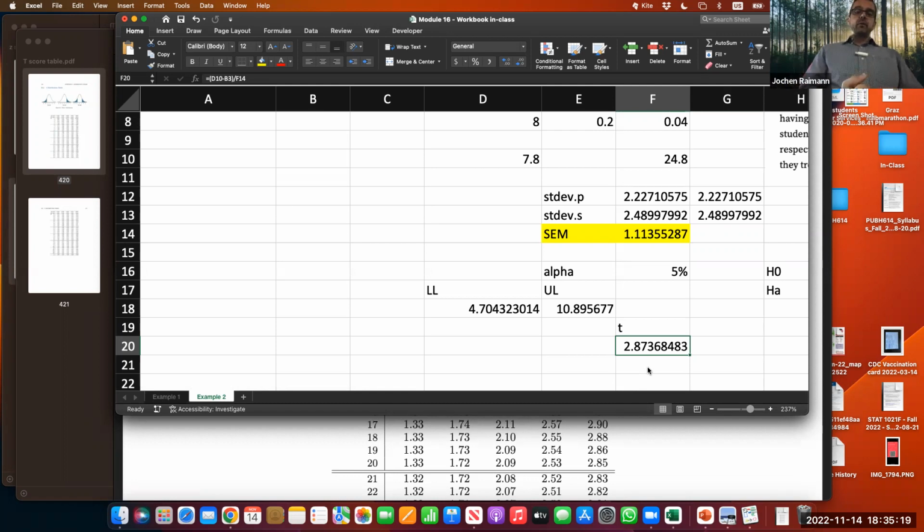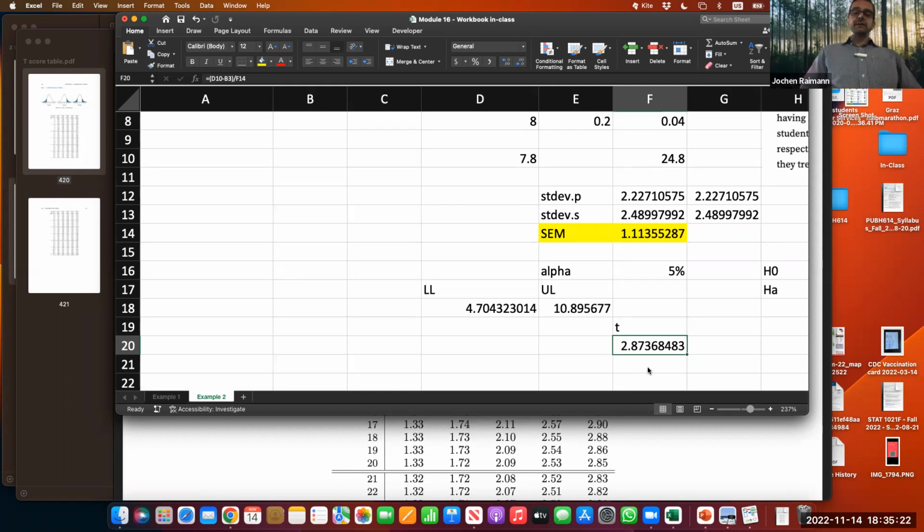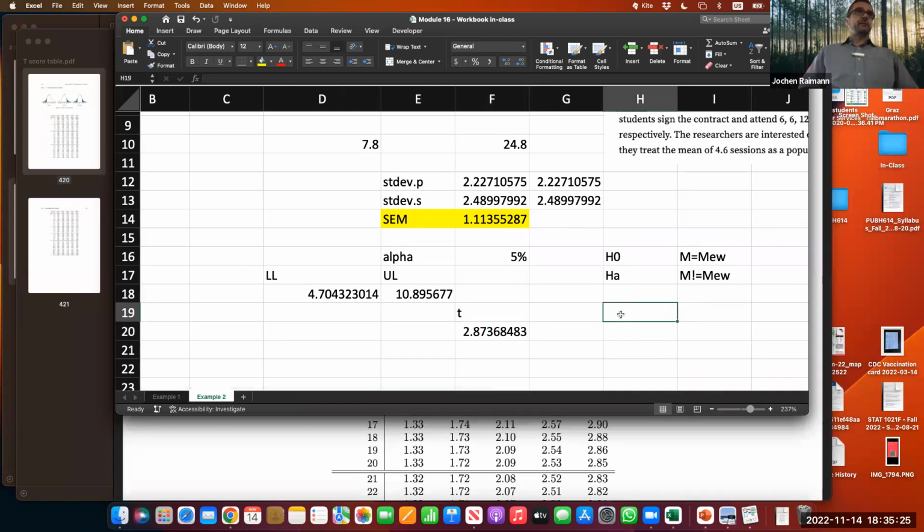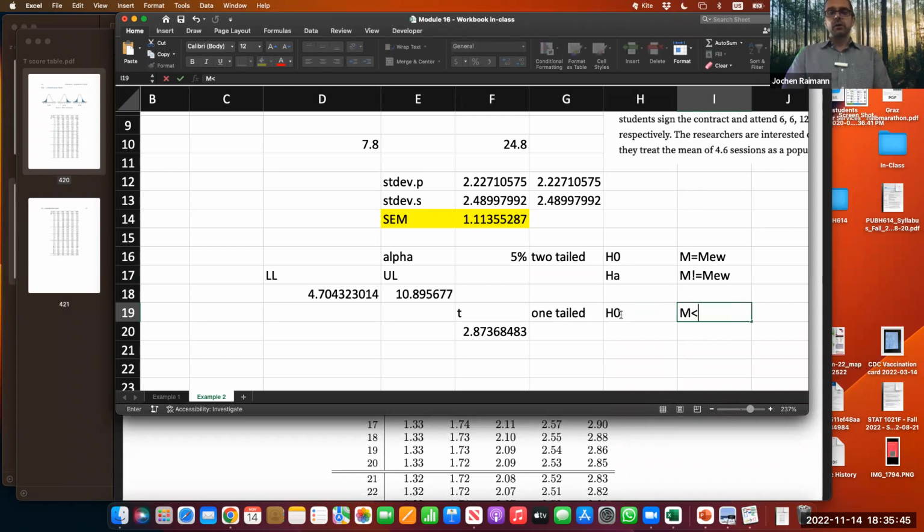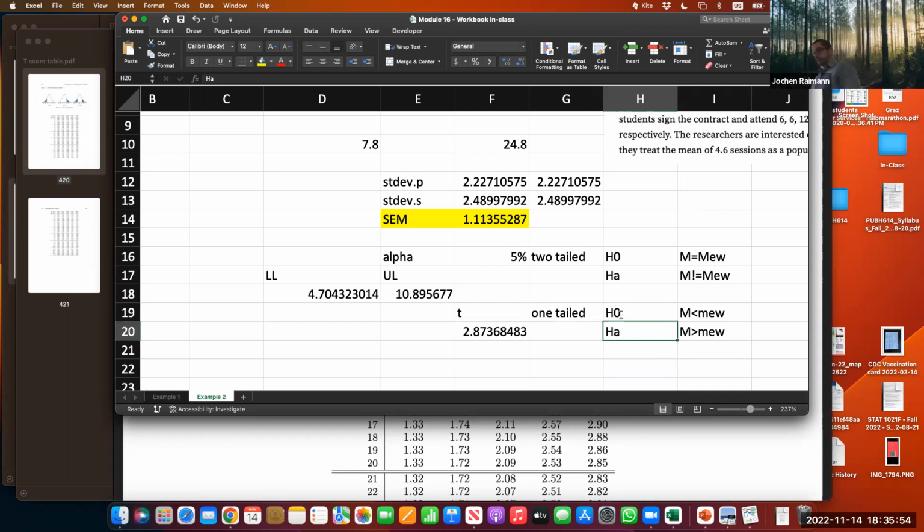If we were to test a one-sided hypothesis, would we reject or accept the null hypothesis? Let's say we're testing, so this is two-tailed. This is one-tailed. Where the H0 would be M is smaller than mu, and the HA is M is greater than mu. Would we accept it or would we reject it? The null hypothesis. Any guesses?